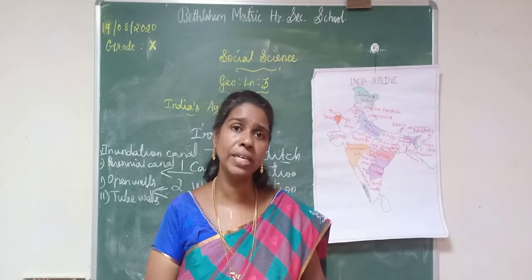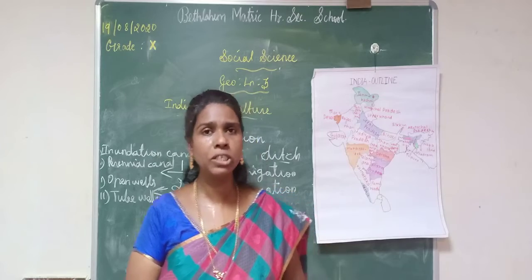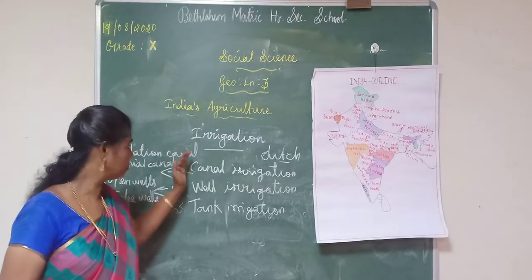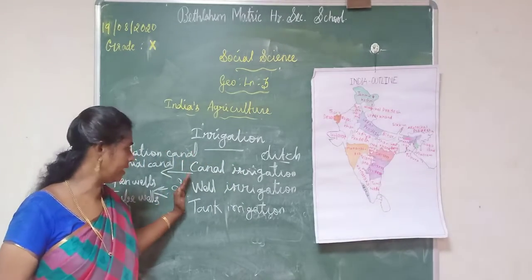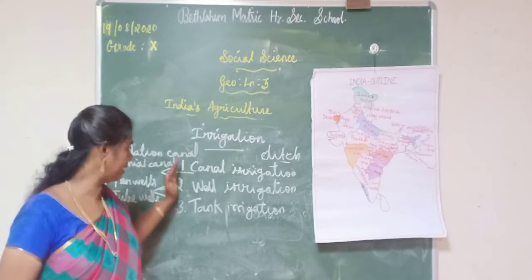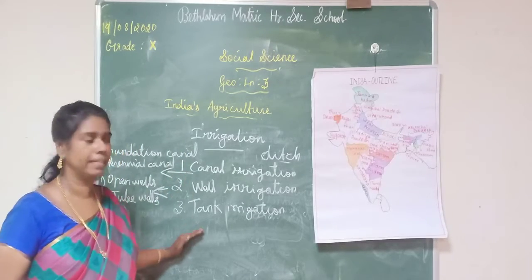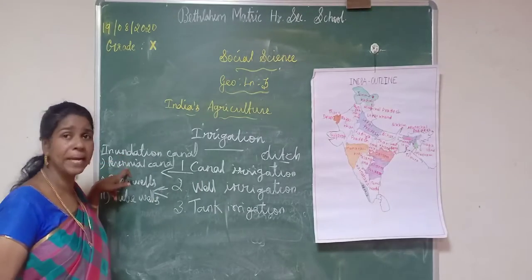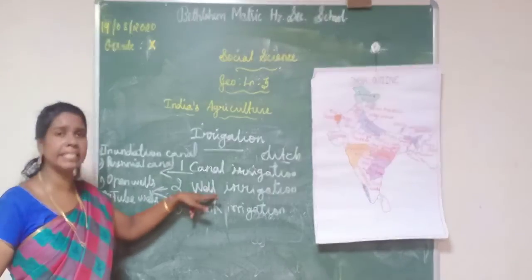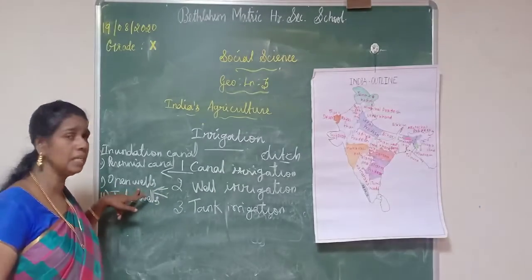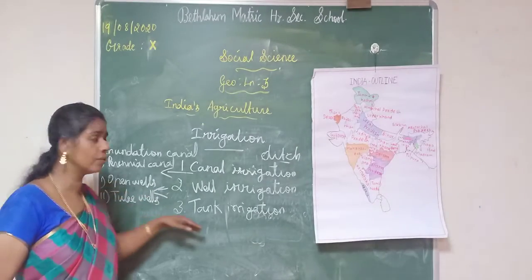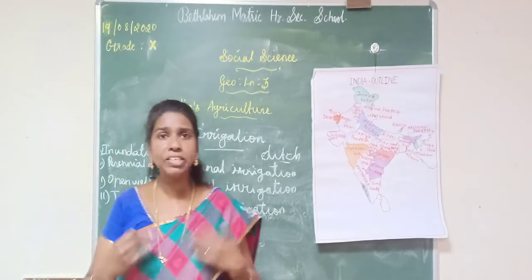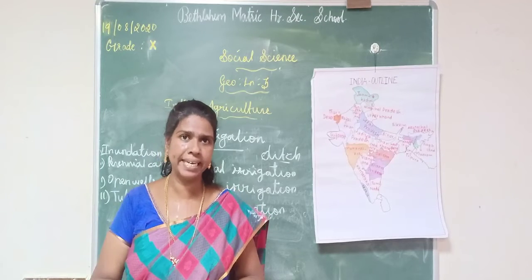Can you understand, students, about irrigation? Shall we recall the points? First you learned about irrigation. There are three sources of irrigation: canal irrigation, well irrigation and tank irrigation. Canal irrigation is classified into two types: inundation canal and perennial canal. Well irrigation is classified into two types: open wells and tube wells. Then the third one is tank irrigation. These are all the things you learned today. The continuation of this lesson I will teach in the next class.